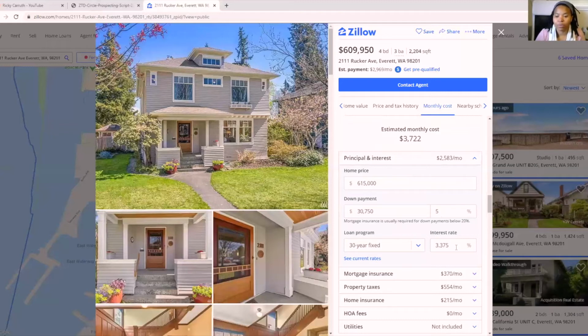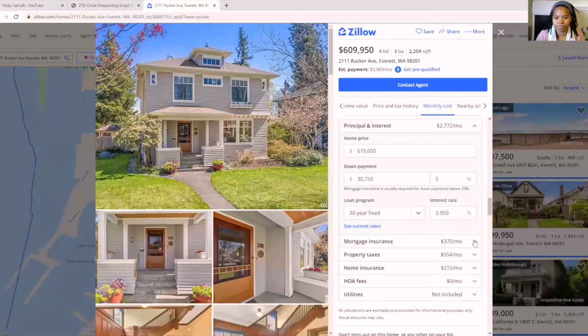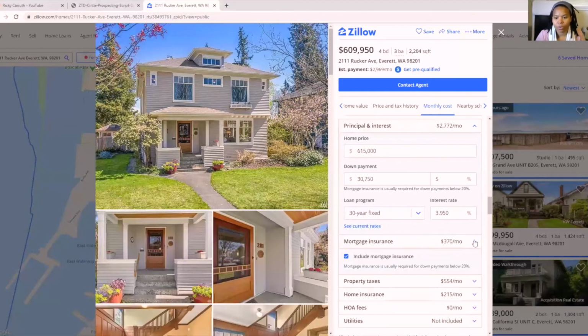Now, what happens if your lender said, oh, well, your rate's going to be 3.95? Okay, 3.95. Let's put that in there. It makes the cost go up. See that? Now it's at $39.11. Okay, $3,911.